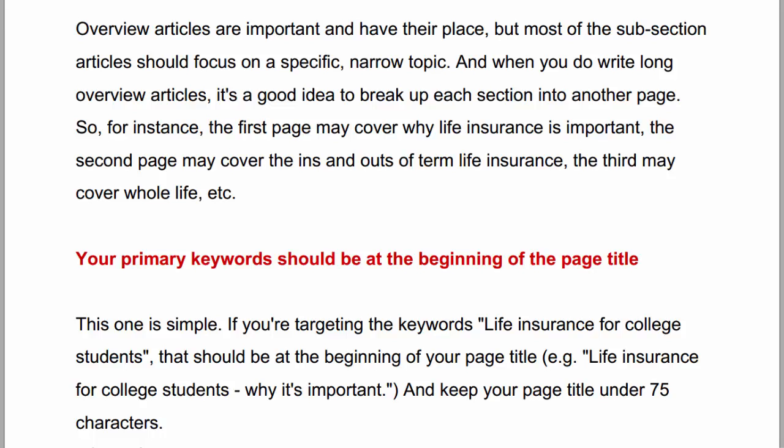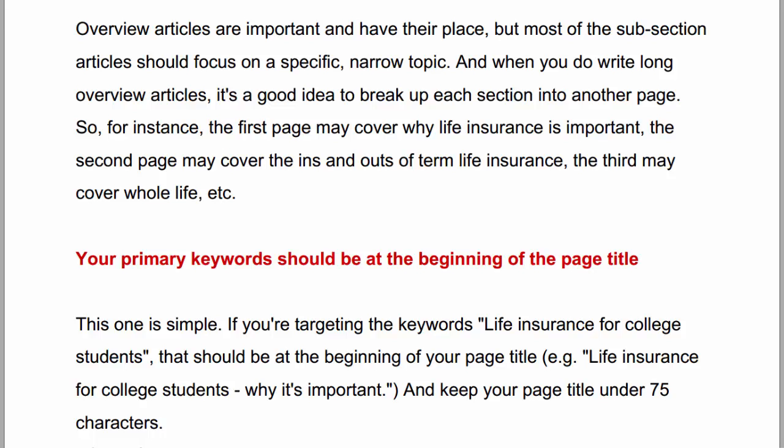And when you do write long overview articles, it's a good idea to break up each section into its own page. So for instance, the first page may cover why life insurance is important. The second page may cover the ins and outs of term life insurance. The third may cover whole life, and so on.